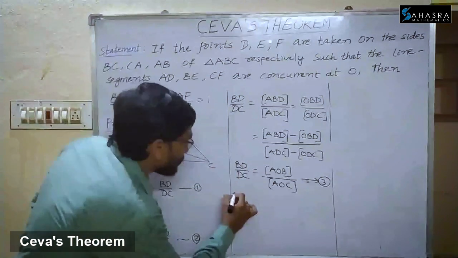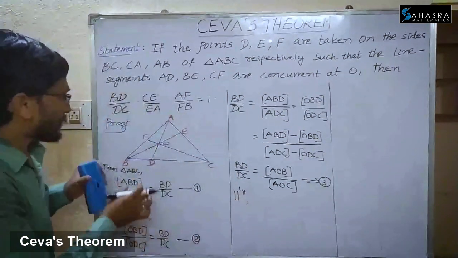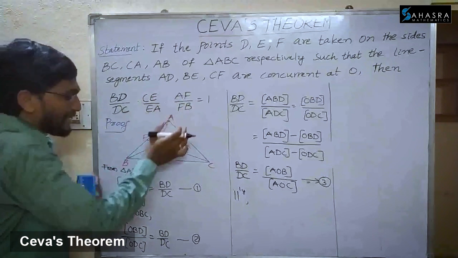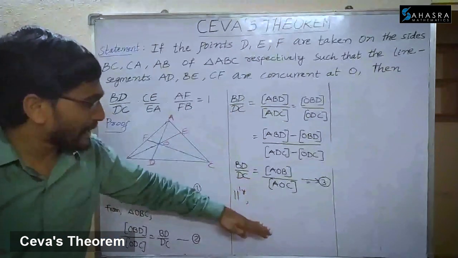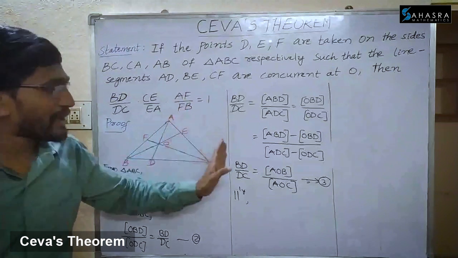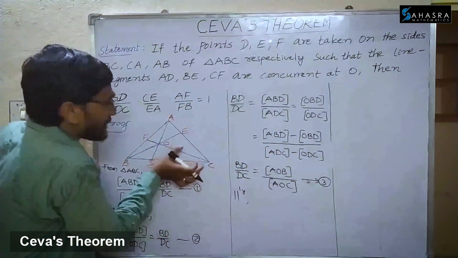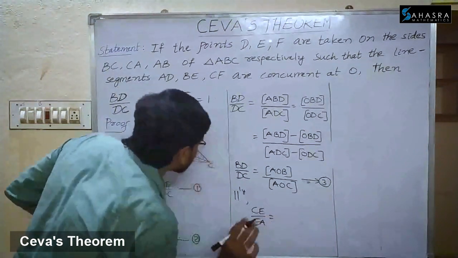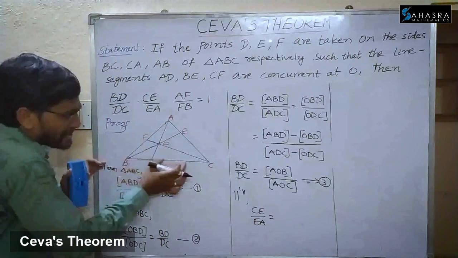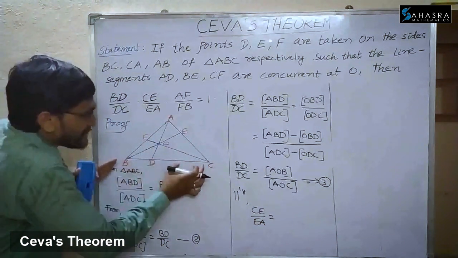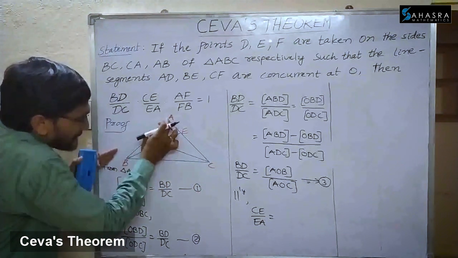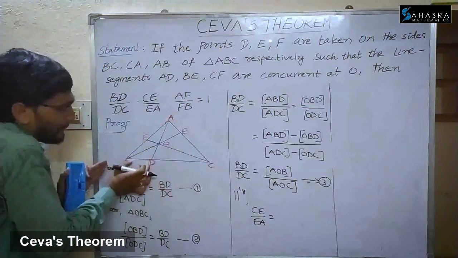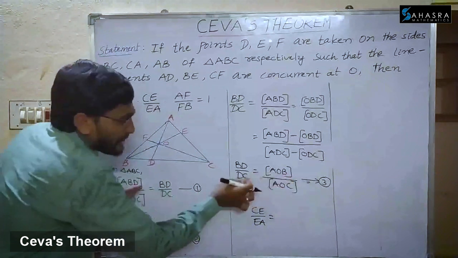So similarly, we can write. I got BD by DC. Now I want CE by EA and AF by FB. In this same process we can get the CE by EA and AF by FB values also. So I want to write directly here CE by EA. If you want BD by DC, how can we get it? You have to subtract area of triangle OBD from area of triangle ABD, then we get area of triangle AOB, and DC like that also.